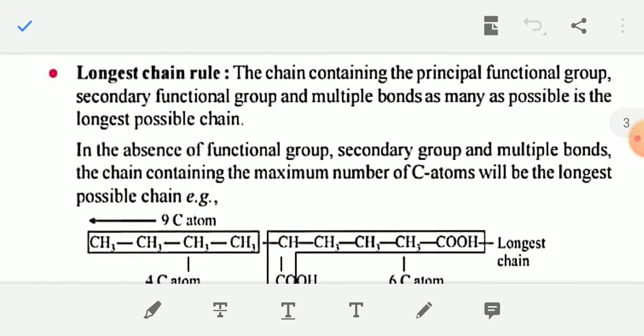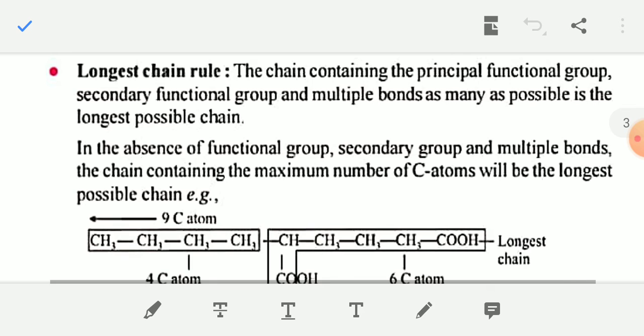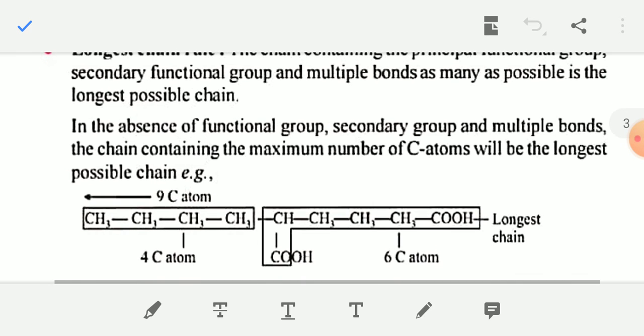The chain containing the principal functional group, secondary functional group, and multiple bond, as many as possible, is the longest possible chain. In the absence of functional group and multiple bond, the chain containing the maximum number of carbon will be the longest possible chain.